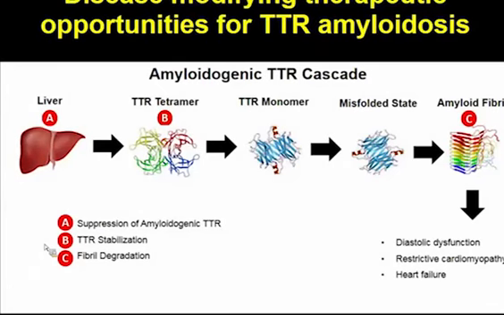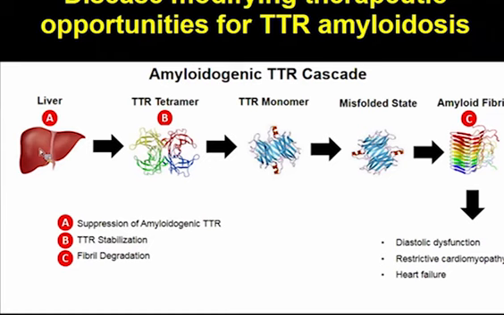So what are the potential therapeutic options for this particular condition? Great to know that you have it, but what could be done about it? Illustrated in this cartoon is, again, the process of how the disease develops. I don't know if I mentioned, but the transthyretin protein, otherwise also known as prealbumin, is produced in the liver.